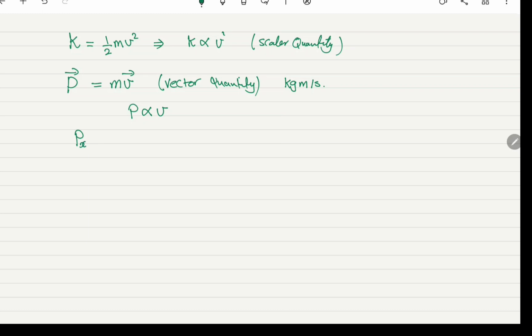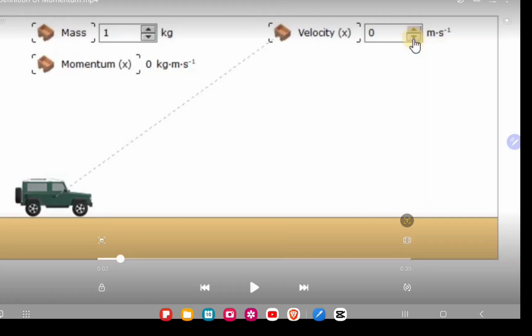It's px, mvx, py, it has to be vectors, mvy, and pz equal to mvz. In this model, we can see here a car with mass 1 kilogram here and the velocity equal to 0. The linear momentum for this car is equal to 0.